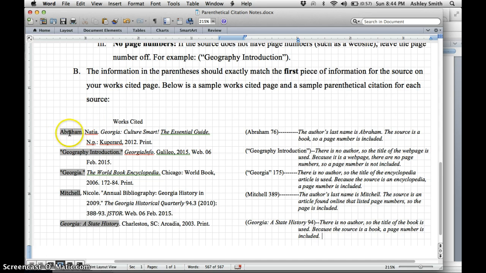So, here I have a book called Georgia Culture Smart, written by someone named Natia Abraham. Then I have a web article on georgiainfo.edu, and the web article is called Geography Introduction. Next, I have an encyclopedia article. The title of the encyclopedia article is called Georgia. Next, I have an online article called Annual Bibliography Georgia History in 2009, and that article is written by Nicole Mitchell. Then lastly, I have a book called Georgia, A State History, and there is no author there.